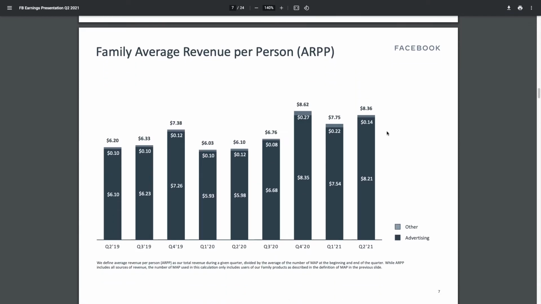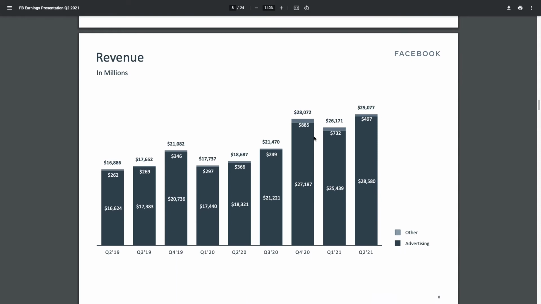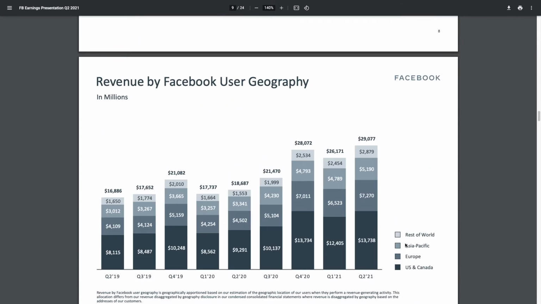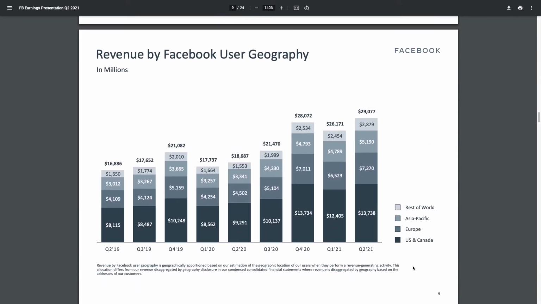And then this gives the family average revenue per person. I'm moving on to show the revenue, and this shows the split between advertising and other. It'd probably be hard for you to even see the other, because such a high percentage of Facebook's revenue is coming in through advertising. And what would be good as an investor is to start to see the split changing a bit, to see them bringing in some other revenue streams. And it will also show the revenue by user geography.